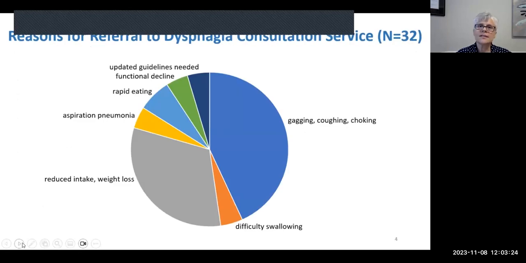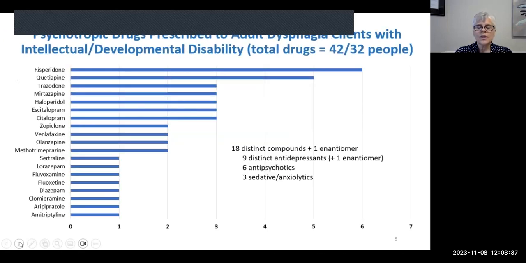There are many reasons that people may be referred to our dysphagia consultation service, and you can see the breakdown of reasons for referral here. Next slide. So what I did when I looked at our patient population is the first thing was to look at the different types of psychotropic drugs that are administered to our clientele.